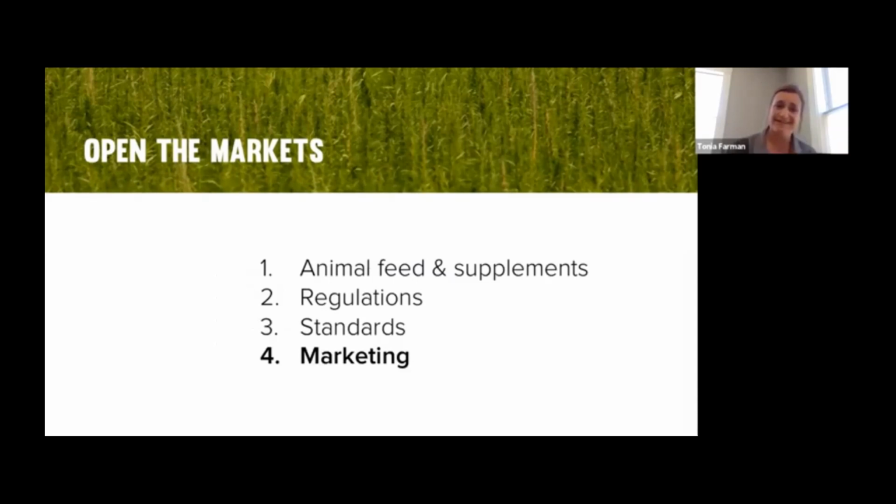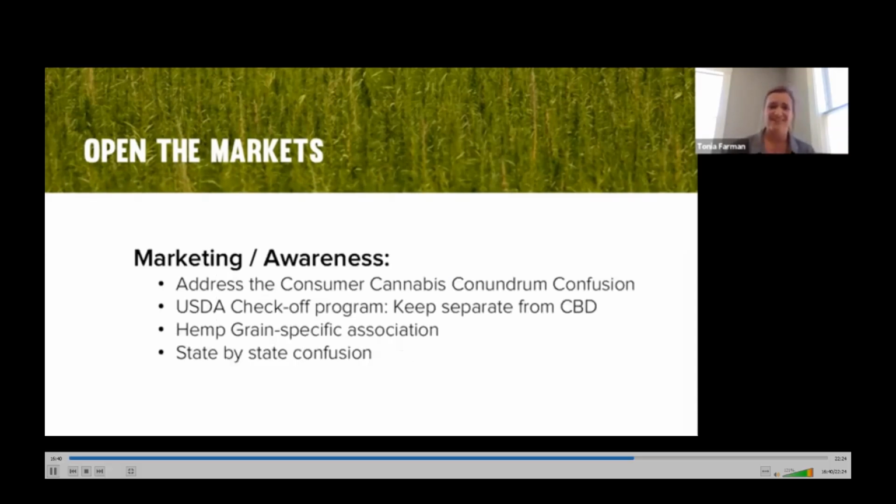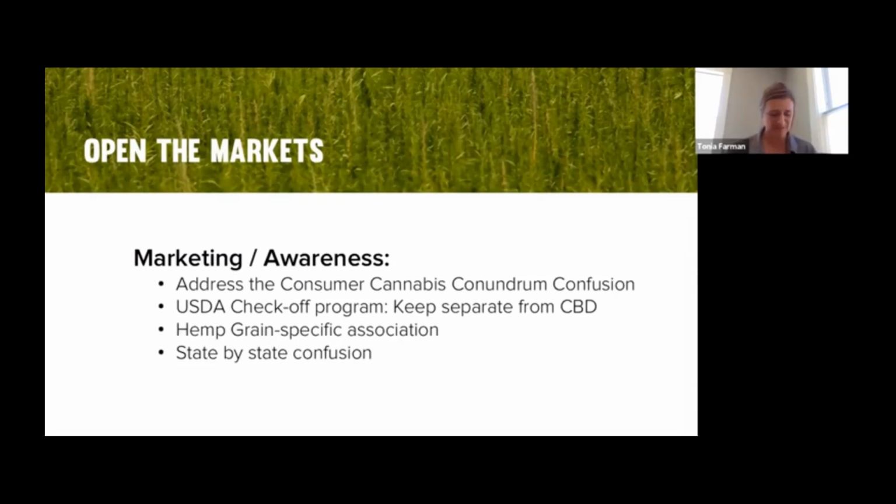And then lastly is marketing. I like to call this a consumer cannabis conundrum confusion, because it really is. People are very confused about hemp, and even more so now that the Farm Bill has passed, ironically. People don't understand that cannabis is both hemp and recreational medical marijuana, and that it really needs to be communicated as to what the differences are. So that is a marketing challenge that we need to address as an industry.